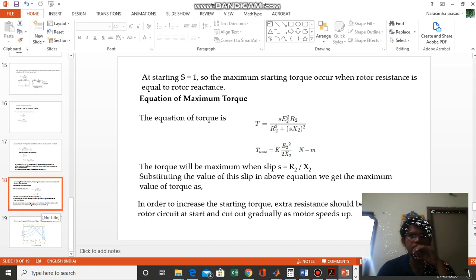The condition for maximum torque is obtained by doing dT by ds equal to 0. After doing this, we get maximum torque at s equal to R2 by X2. This slip value is called Sm, so Sm is R2 by X2. If you substitute this slip value in the expression for T, we get T max, the maximum torque developed, which is K times E2 square by 2X2. This maximum torque value is independent of rotor resistance, but the slip at which we get maximum torque depends on rotor resistance.